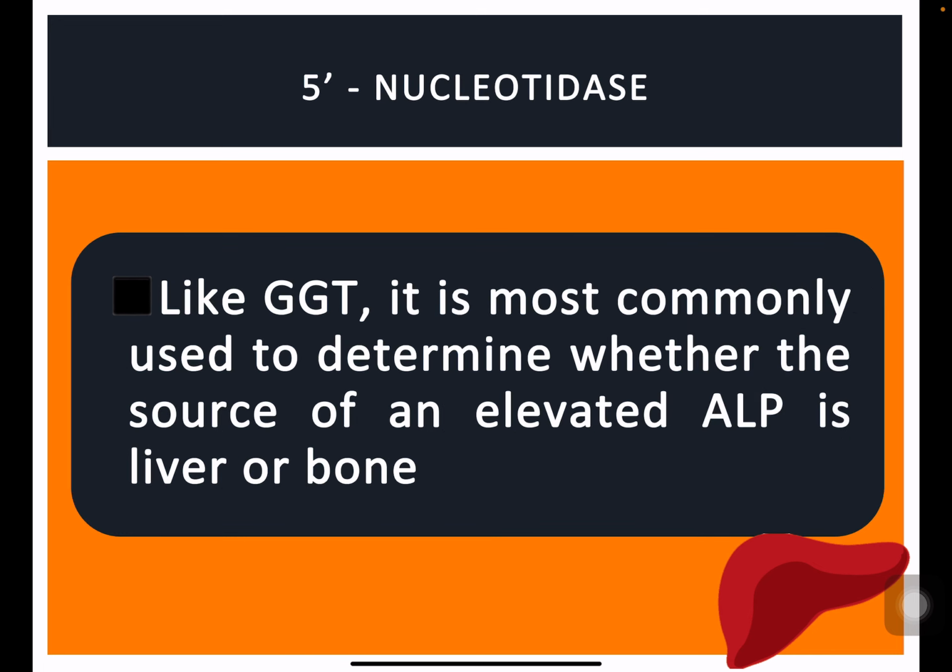Your 5-nucleotidase, like GGT, is most commonly used to determine whether the source of an elevated ALP is liver or bone. So if ALP is increased together with 5-nucleotidase, then the source is specifically the liver. But again, this test is not widely used.